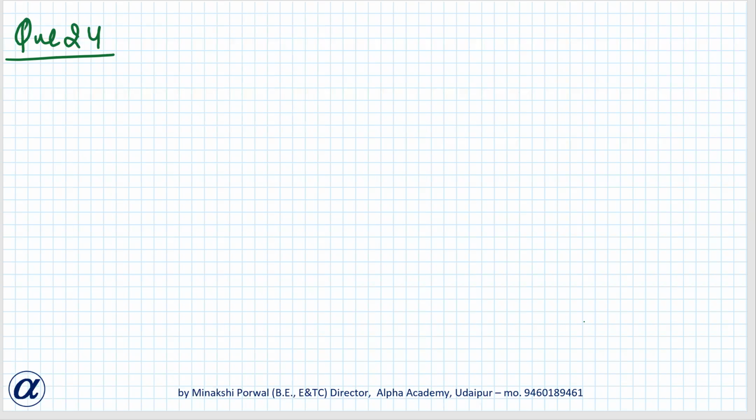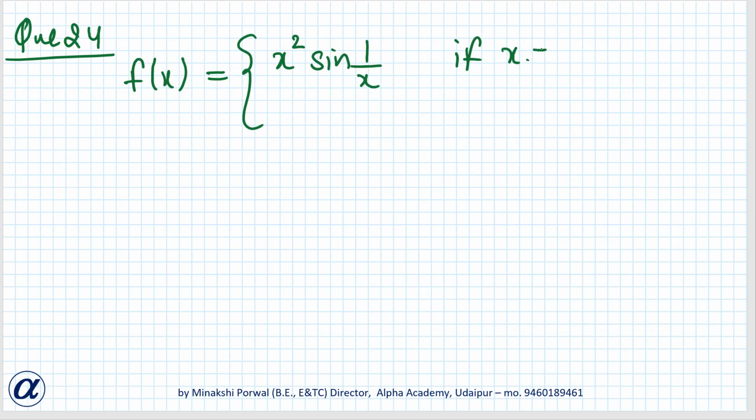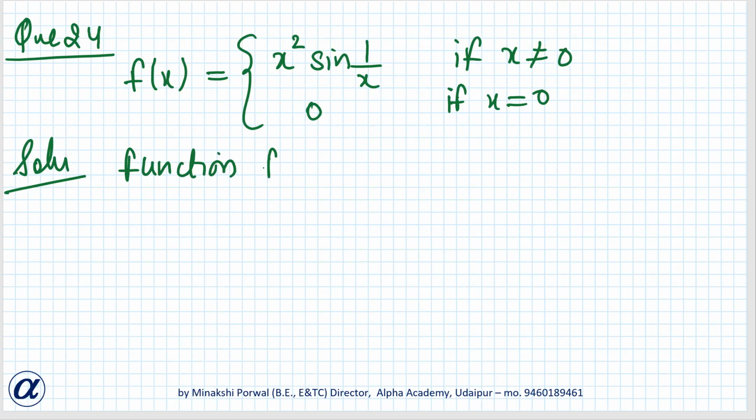Now determine f where f(x) is equal to x squared sine of 1 by x if x is not equal to 0, and 0 if x equals 0. So is this a continuous function they are asking? Okay. Function f(x) is defined for all real numbers.